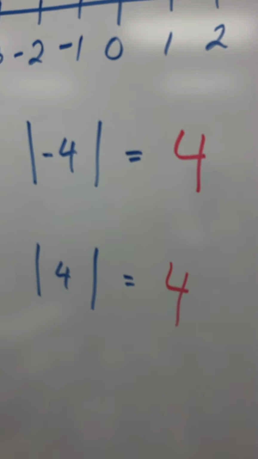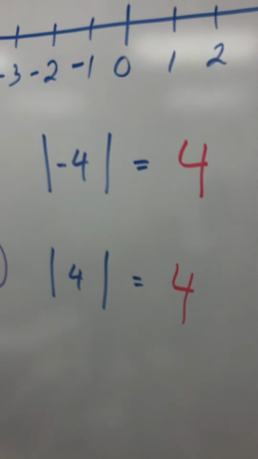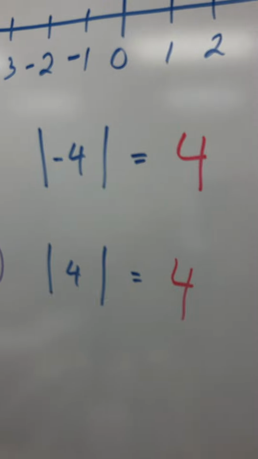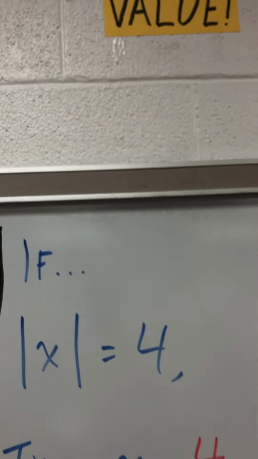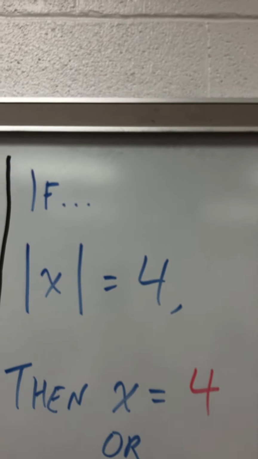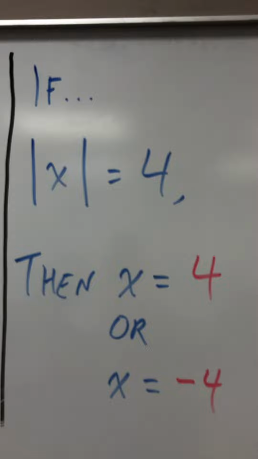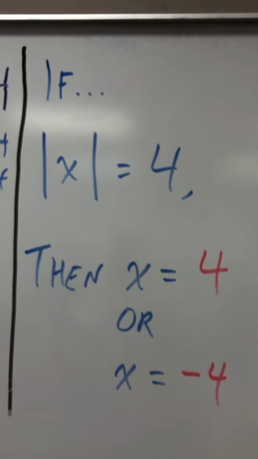Okay? It's not opposite. Absolute value does not mean opposite. You always take the positive value. So if I say absolute value of x equals 4, that means x could equal +4 or x could equal -4. There's going to be two answers all day today.